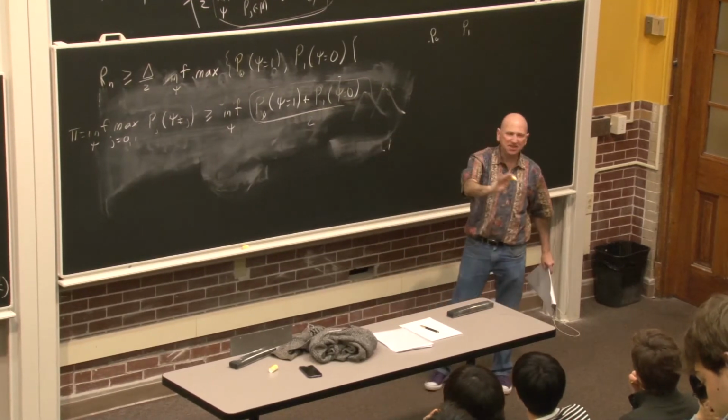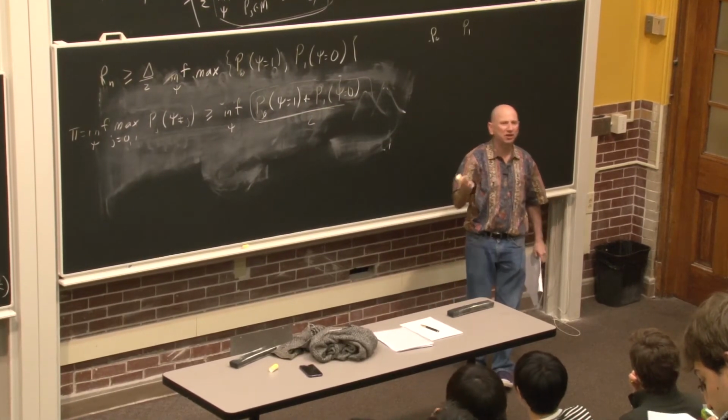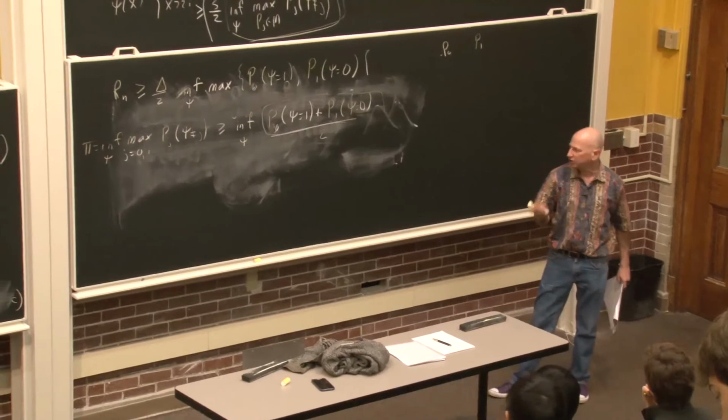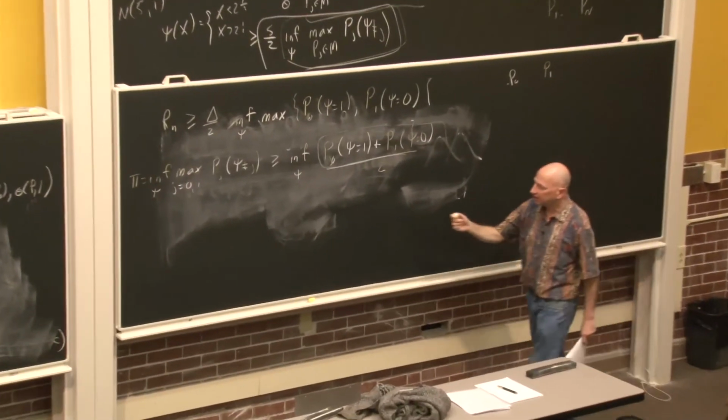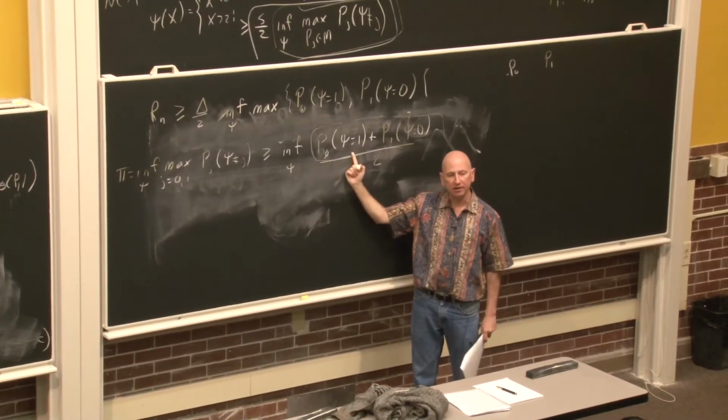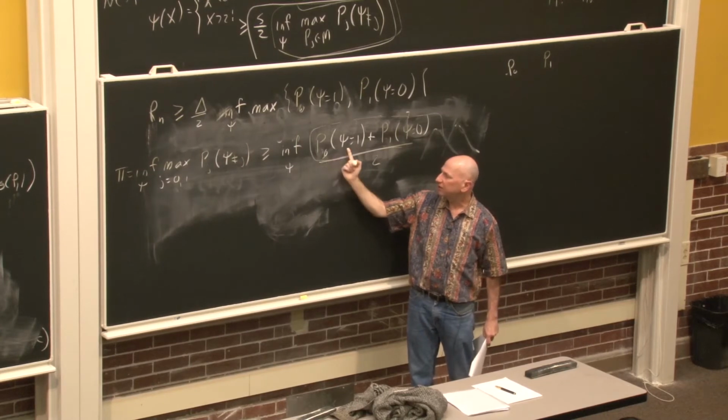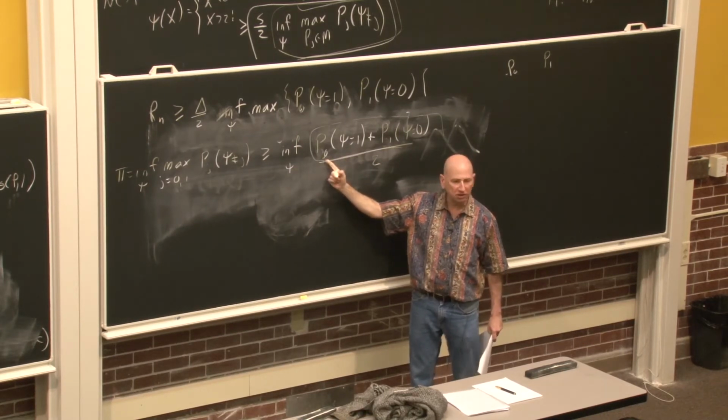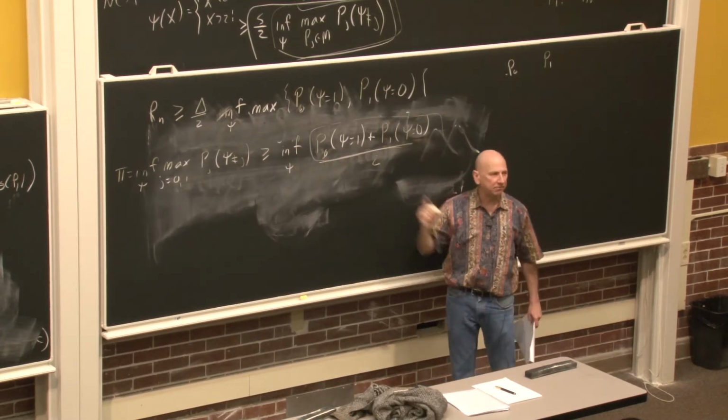You give me any test. I'll call this a test. It's not really a test, but a selector. We'll call it a test. You give me any test. I'm going to compute, what is this? This is the type 1 error. This is the probability you selected phi 1 when the truth was 0, and this is the type 2 error. It's really the sum of the type 1 and type 2 error.